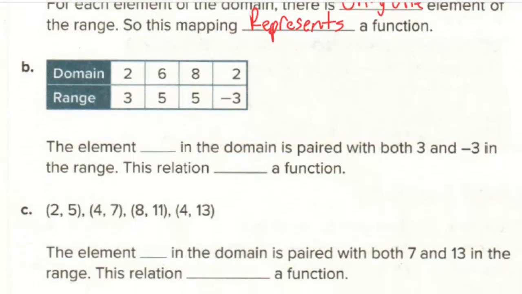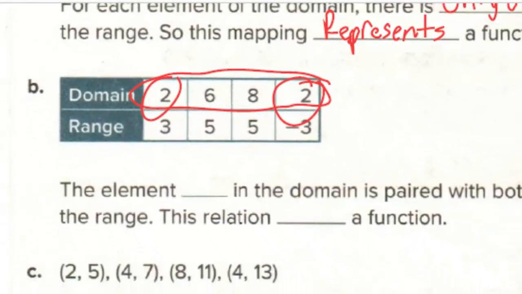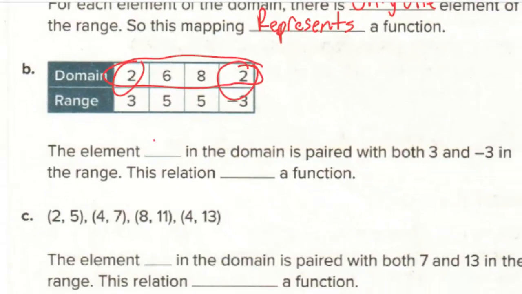For part B, I'm looking through the domains again. And you'll notice that the number 2 here shows up twice. So the element 2 in the domain is paired with both 3 and -3. This relation is not a function.